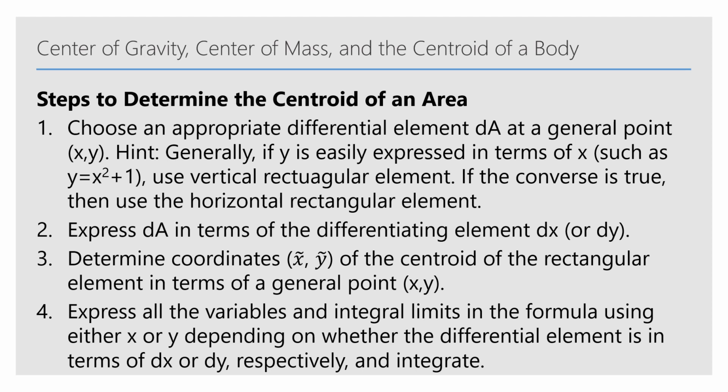We then express the differential element in terms of dx or dy. After that, we determine the coordinates, the arbitrary x or y, of the centroid of the rectangular element, and then we put it in terms of a general point x, y. Lastly, we express all the variables in the integral limits and formula using either x or y, depending on whether the differential element is in terms of dx or dy, respectively, and then we integrate. Right now, these steps might not seem clear, but this will be cleared up in our first example.